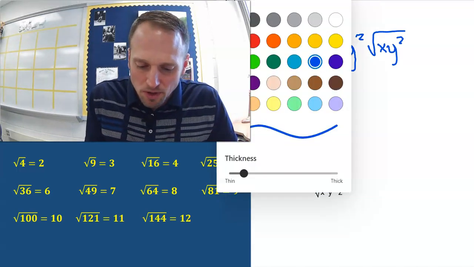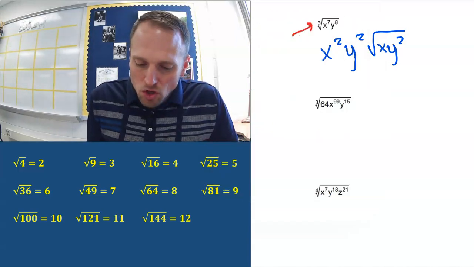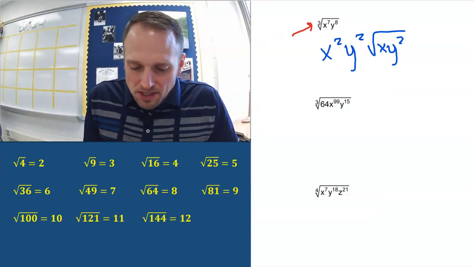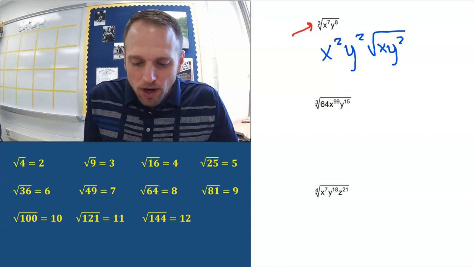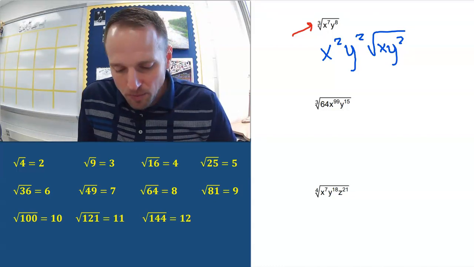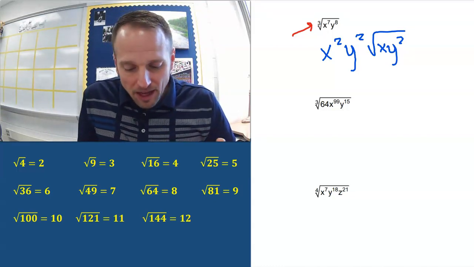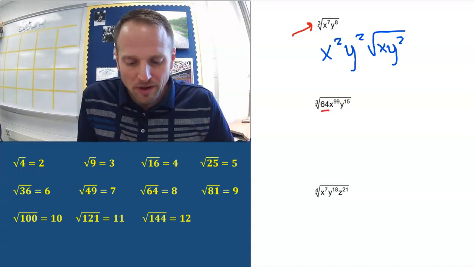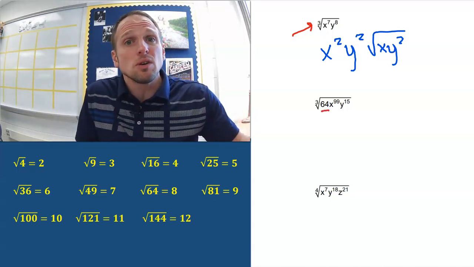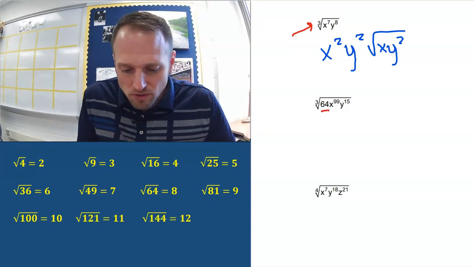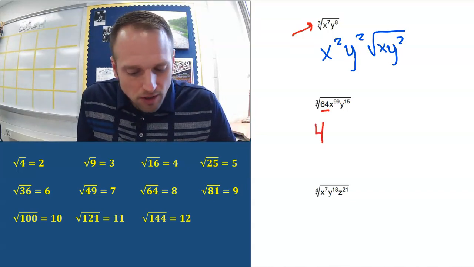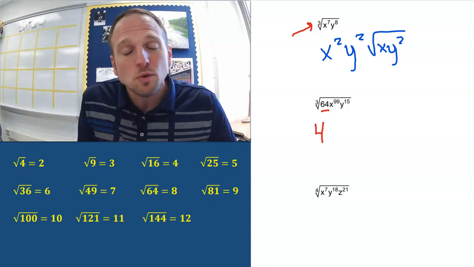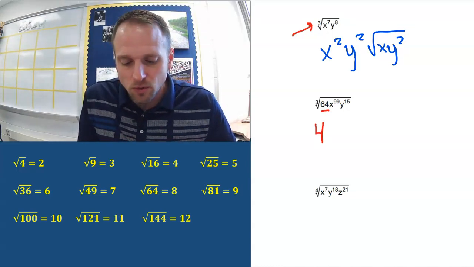Let's look at this next one. So we have the cube root of 64, x to the 99th, y to the 15th. So I need to divide these exponents by 3. The number coefficient here, I need to take the cube root of it. But that's great news, because we know what that is. The cube root of 64 is just 4, just plain old 4. 4 times 4 times 4 is 64. So the cube root of 64 is 4.